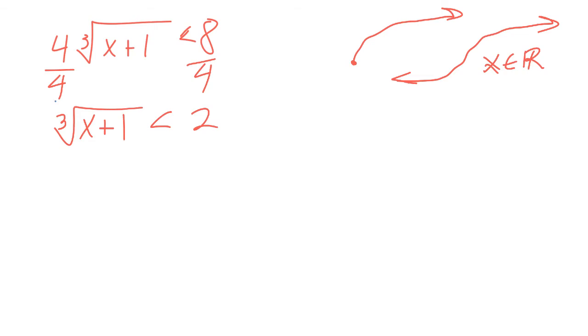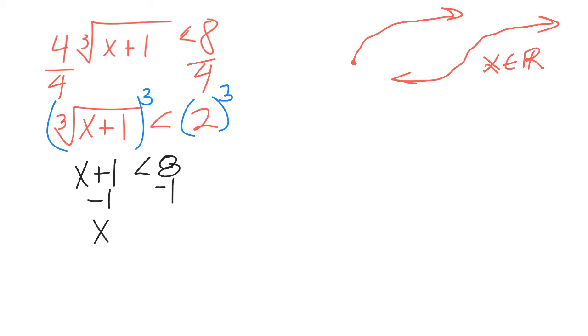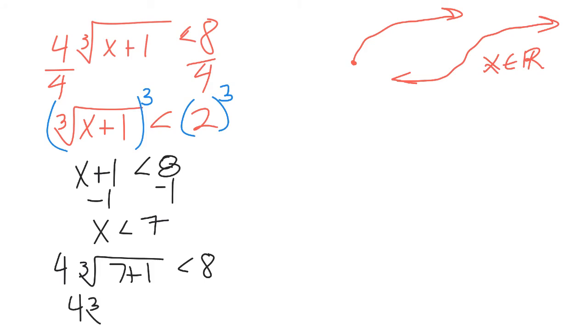Cube both sides to get rid of the cube root. And then I get x plus 1 less than 8, minus 1. X is less than 7. And if I put it in, 7 plus 1 is 8. The cube root of 8 is 2. 2 times 4 is 8. So let me just show that. 4 cube root of 8 less than 8. 4 times 2 less than 8. So 7 is what makes it equal, so anything less than 7 is going to be your solutions.